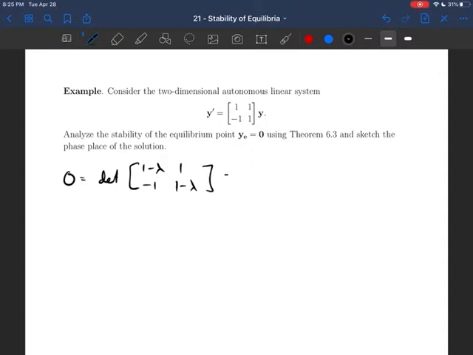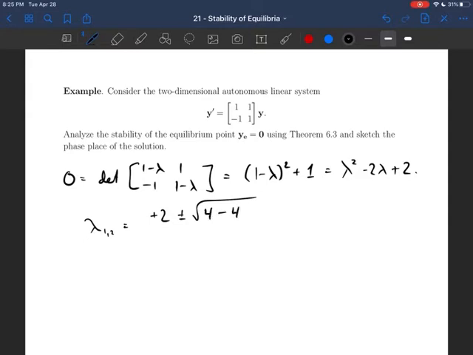All right, let's try another. Now let's look at this system. Same kind of deal. We have the matrix 1, 1, -1, 1. In order to figure out the stability, we just have to find the eigenvalues. So we're going to do 0 equals the determinant of 1 minus lambda, 1, minus 1, 1 minus lambda. So that's 1 minus lambda squared plus 1, which is lambda squared minus 2 lambda plus 2. Okay, so now all we have to do is figure out what the eigenvalues are and solve this equation, basically.